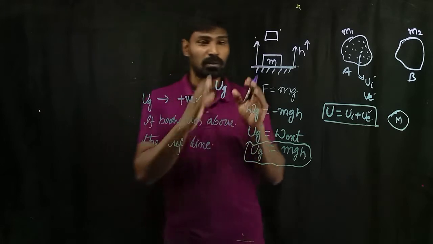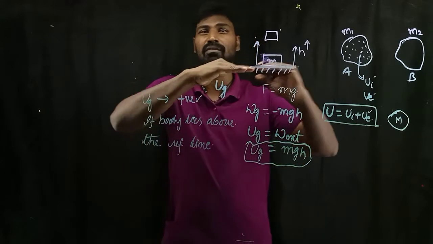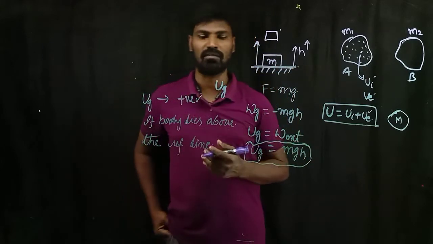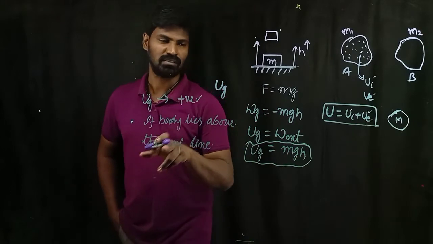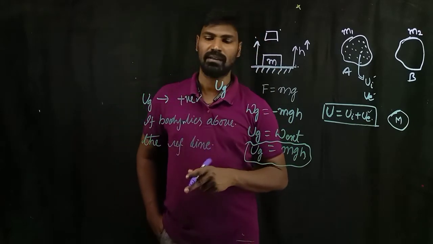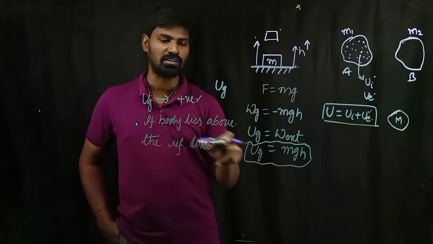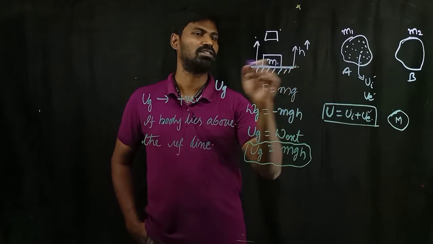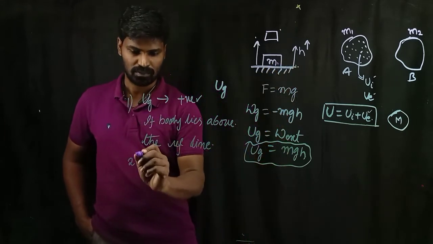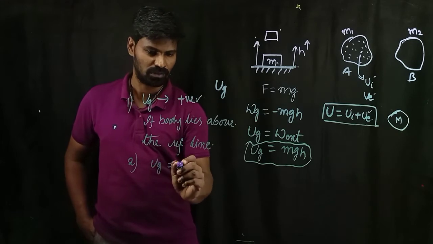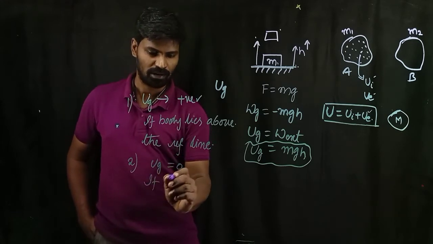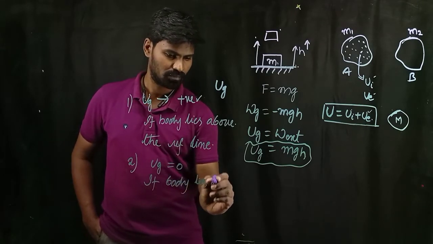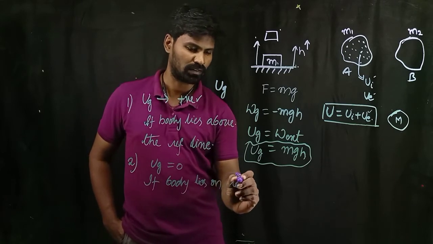To define gravitational potential energy, first you should take a reference level, which is called the datum level. With respect to that reference only, you can define the gravitational potential energy. If the body lies above the reference level, then the gravitational potential energy is positive. What if the body lies on the reference level? Here h is equal to 0, because of which Ug is equal to 0, when the body lies on a reference line.